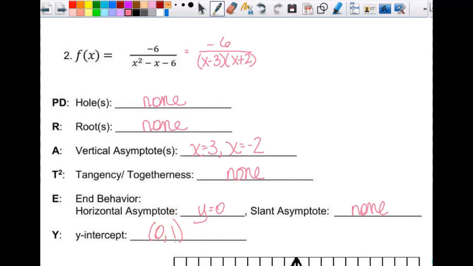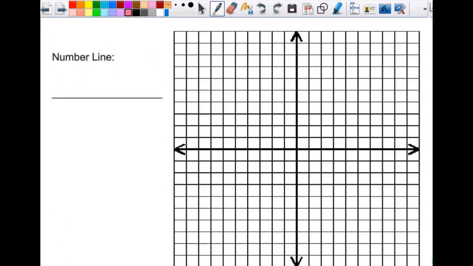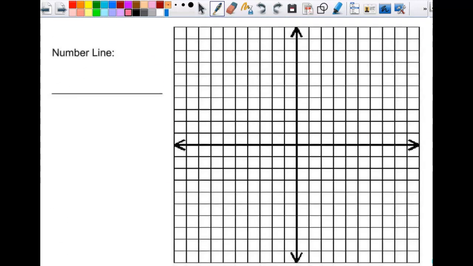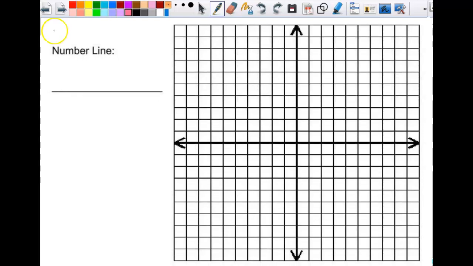Okay, so then I'm going to scroll, and I'm going to rewrite that so I can see it. You don't necessarily have to rewrite yours. I just can't see mine. So f of x is equal to negative 6 over x minus 3 times x plus 2. So on my number line goes my roots, which I don't have any, and then my 2 asymptotes. Those are both open.